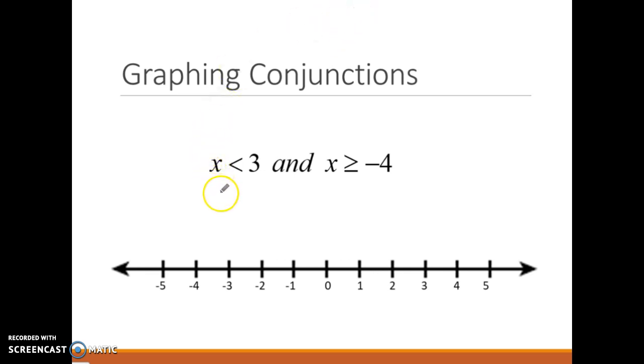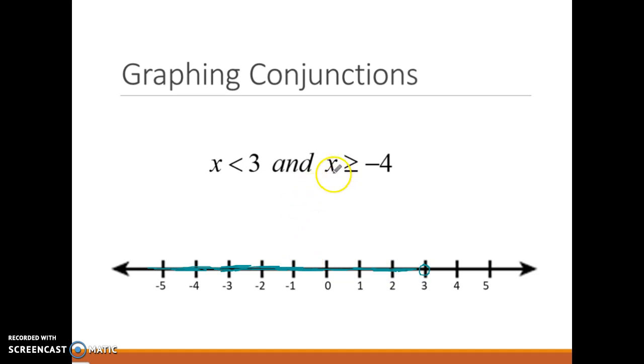So in this first one, x is less than 3. I know I'm going to have a circle on 3. And this one is actually an open circle because there's no equal sign here. That means that 3 is not included. And since x is less than 3, I want my solution to have all numbers that are smaller than 3. So that would be to the left here. So all of these numbers are showing a solution for that first inequality.